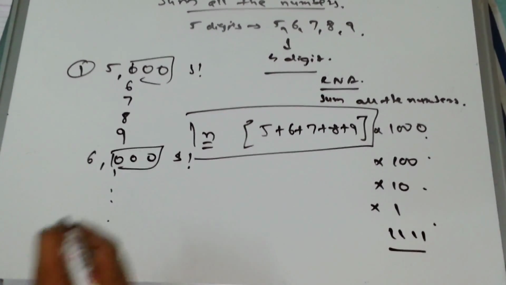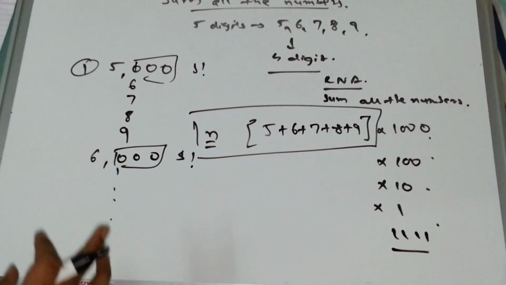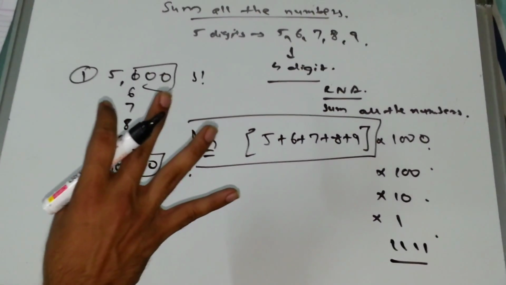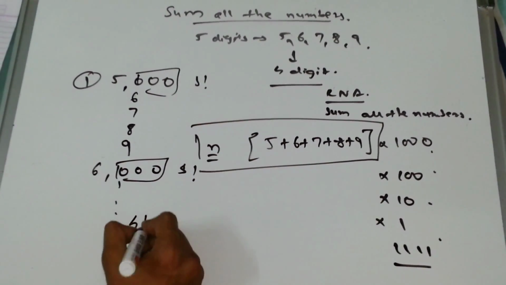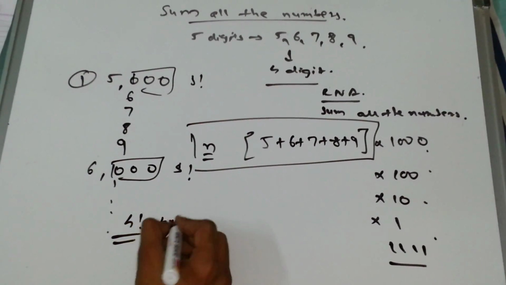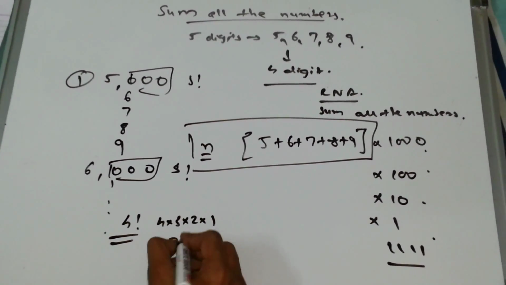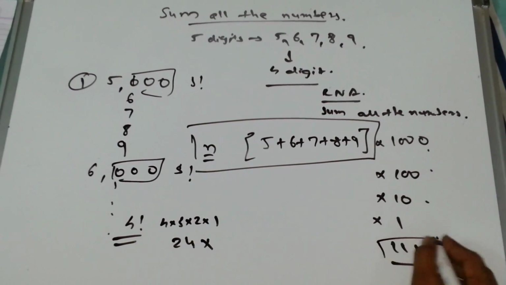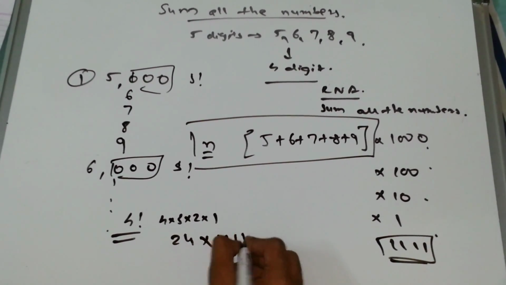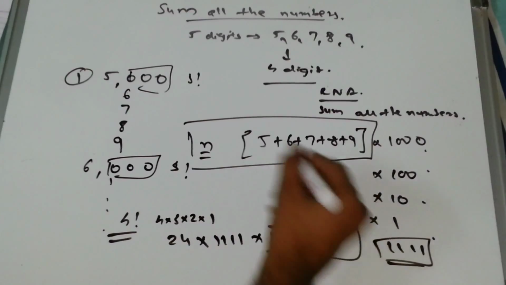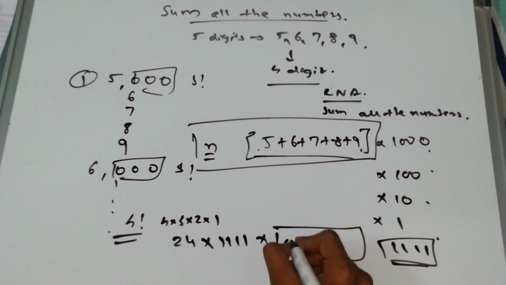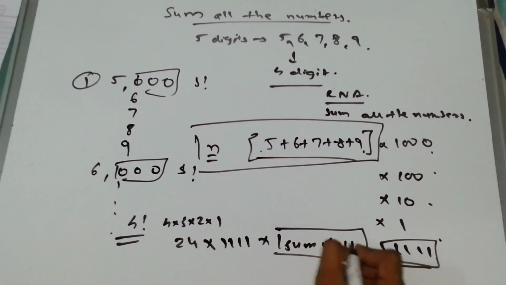So the formula becomes, how many in total number of digits we want to make? That is a 4 digit number. So it would be nothing but 4 factorial, that is 4 into 3 into 2 into 1, which is 24, into this one 1 1 1 1 into the common sum of all the digits. In short, I'll write sum of all the digits.